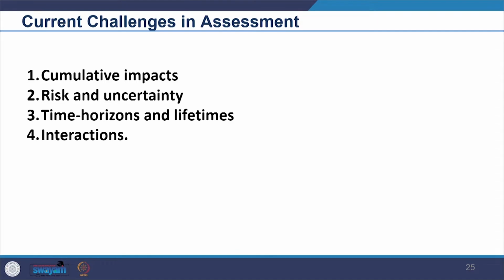Currently, there are challenges in assessments concerning climate change for the following reasons. It's very difficult to undertake cumulative impact assessment. It's very difficult to determine the risk, and there's also uncertainty involved. Fixing the time zone is also a challenge, like the lifespan of a project or beyond that. The timeline is large, so fixing that is a challenge here. And then identifying the interaction is also a complex part here, because a lot of factors come into play.